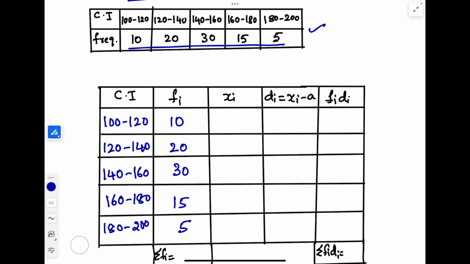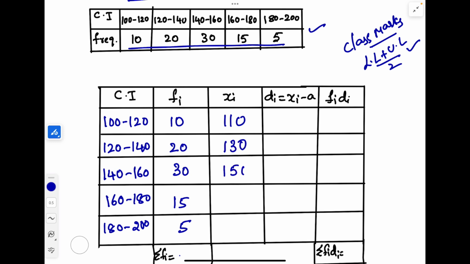Okay. Xi is nothing but class marks. We have already discussed, to find the class marks, it is lower limit plus upper limit by 2. So 100 plus 120 by 2, which is 110. 120 plus 140 by 2, which is 130. 140 plus 160 by 2, 150. 160 plus 180 by 2, 170. 180 plus 200 by 2, this is 190.